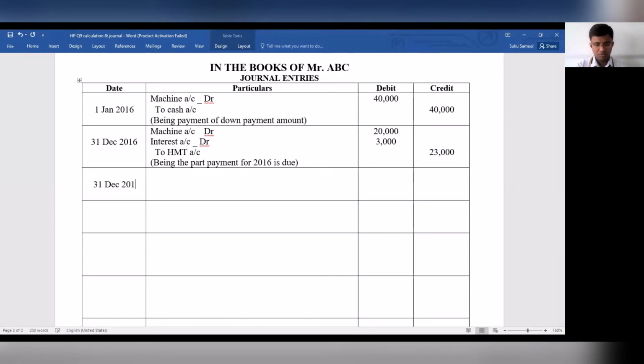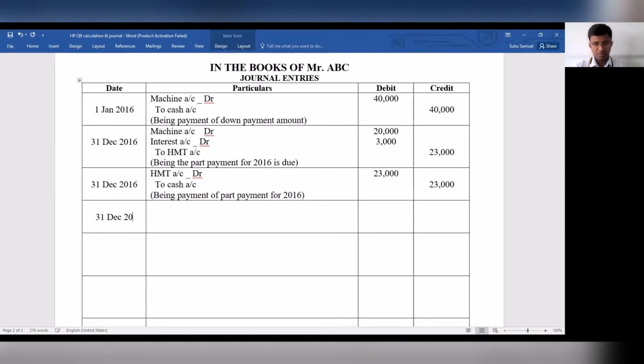31st December 2016, HMT account debited 23,000 to cash account 23,000. Being payment of part payment for 2016. So we have completed this.